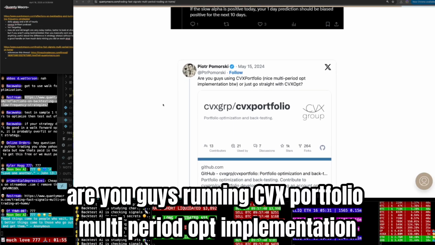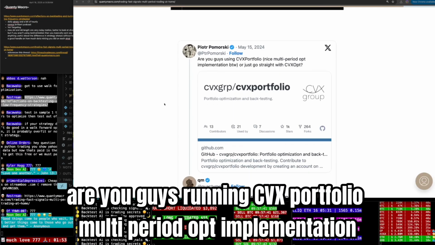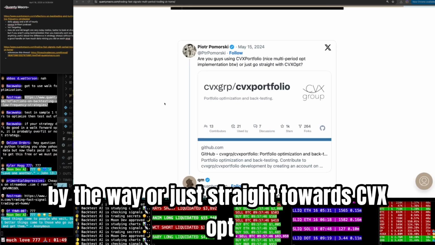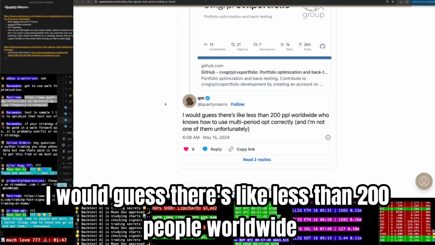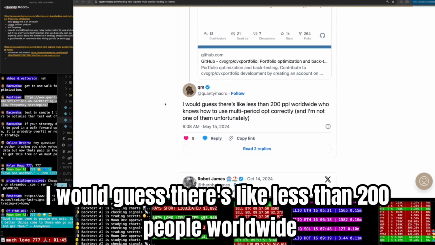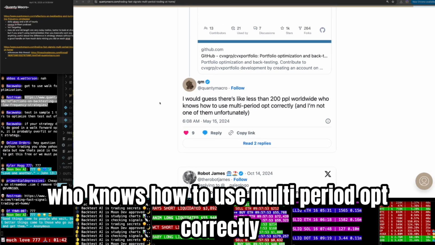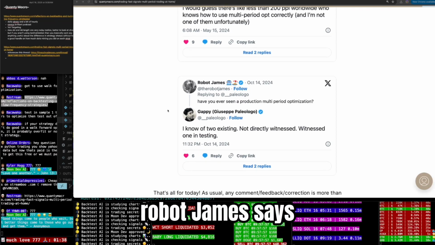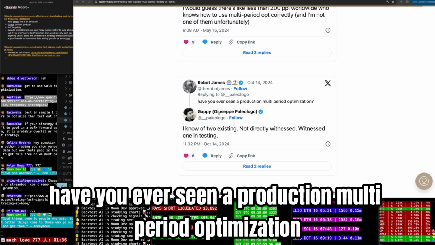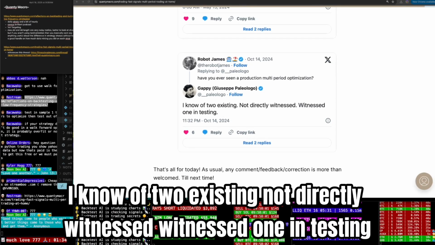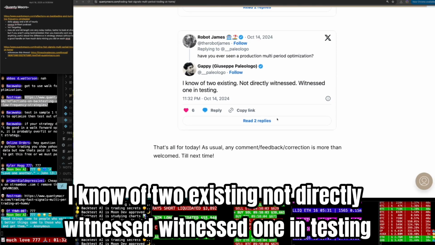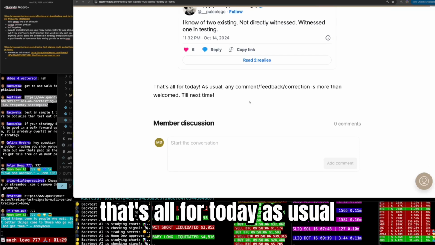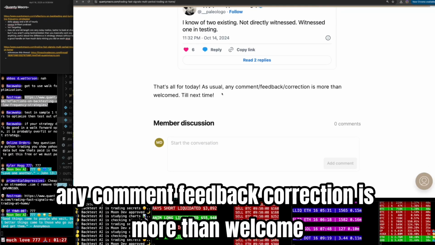Peter says, are you guys running a CVX portfolio multi-period opt implementation, by the way, or just straight CVX opt? I would guess there's less than 200 people worldwide who know how to use multi-period opt correctly, and I'm not one of them, unfortunately. Robot James says, have you ever seen a production multi-period optimization? I know of 2 existing, not directly witnessed 1 in testing. That's all for today. As usual, any comment, feedback, correction is more than welcome.